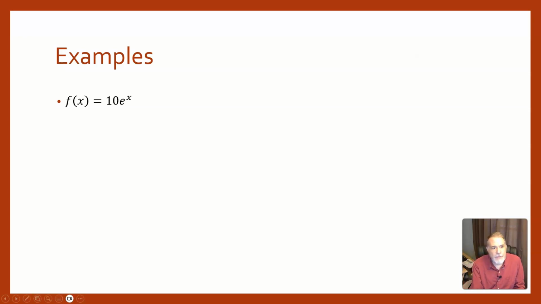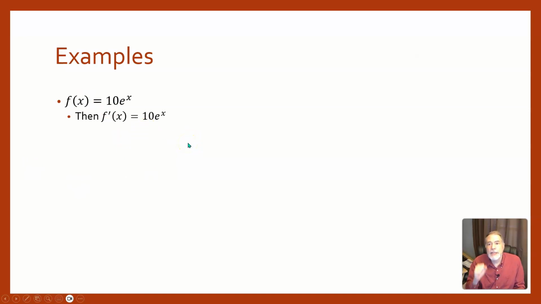So what about if f of x is 10 times e to the x? Well, remember the derivative of a constant times a function is the constant times the derivative of the function. But here the derivative of e to the x is just e to the x again. So f prime of x would be 10 e to the x.